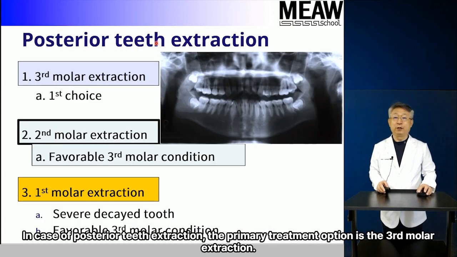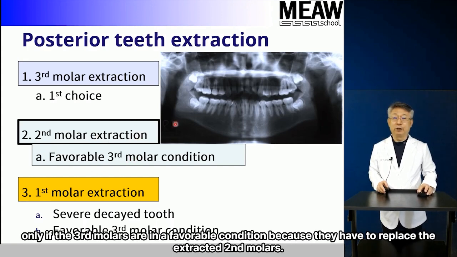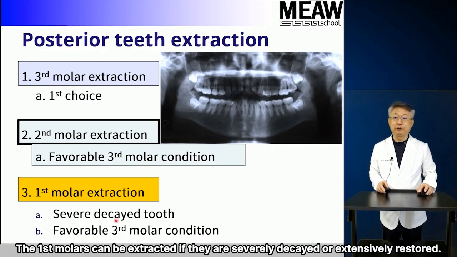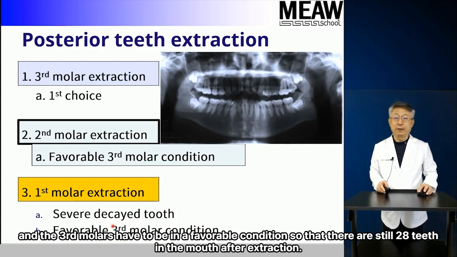In case of posterior teeth extraction, the primary treatment option is the third molar extraction. However, in some cases, the extraction of second molars can be considered as well, only if the third molars are in a favorable condition because they have to replace the extracted second molars. The first molars can be extracted if they are severely decayed or extensively restored. In this case, rather than the premolars, it is better to extract the first molars. And the third molars have to be in a favorable condition so that there are still 28 teeth in the mouth after extraction.